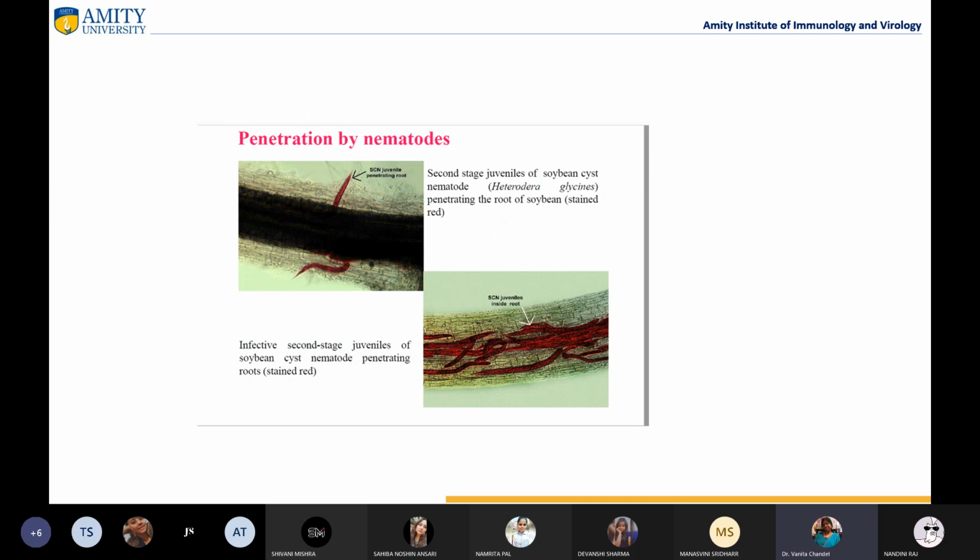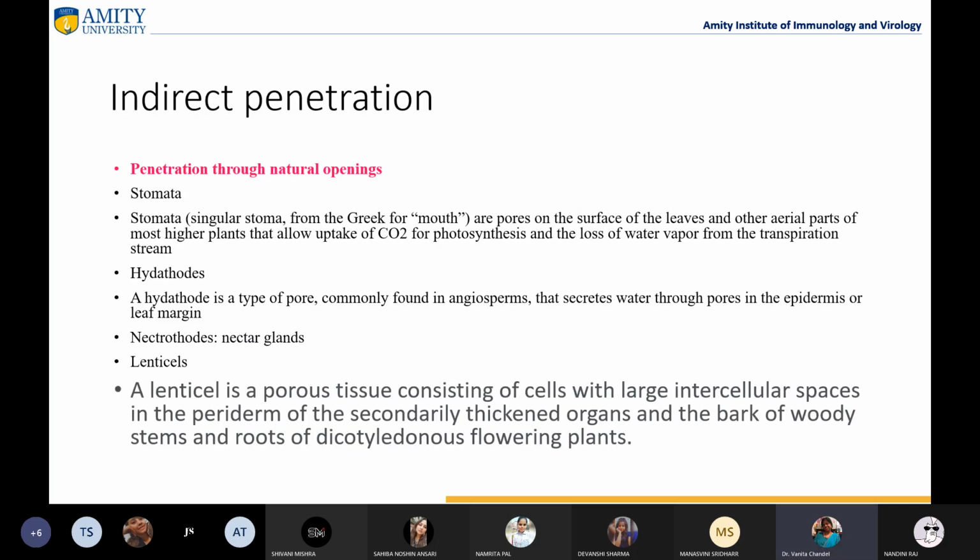Then the penetration by nematodes. There is a second stage juvenile of nematode which actually penetrates through the root of the soybean. This is just an example. So the second juvenile stage in the nematode gets entry to the plants. It could be a root nematode or a shoot nematode, different. So they can get entry directly. Then indirect penetration. Indirect means penetration through the natural openings.